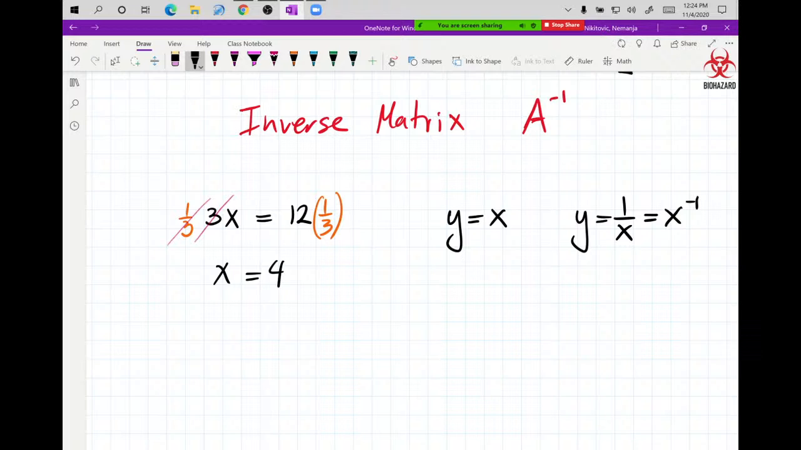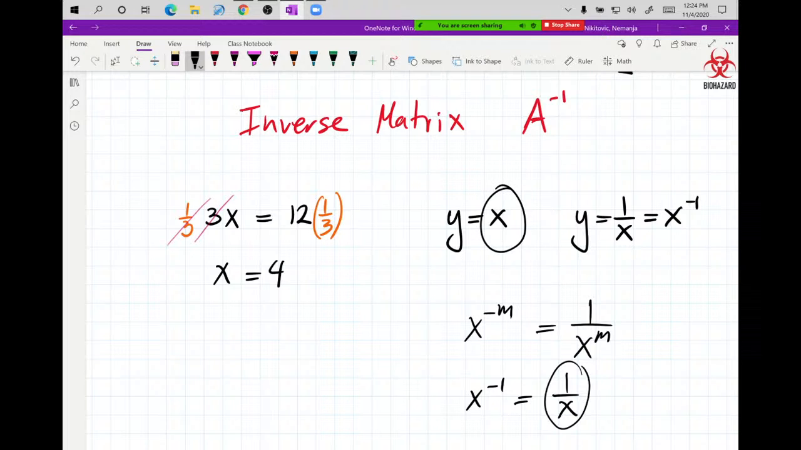Right? Now, don't we remember that when you have a property of x to the negative m, that it's 1/x to the m? So if this m is 1, then you have x to the minus 1 is equal to 1/x. So this 1/x is the opposite one of this one, because when I multiply them, they cancel and I just get 1.